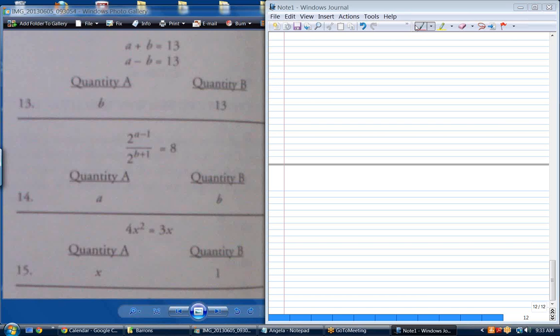In this case, if I added them both, that solves it for A, which would be 2A equals 26, divided by 2, A would be 13. So if you plug that into one of the equations, B equals 0. That's perfectly fine. The more direct way would be to subtract these two equations instead of adding them. If we subtract them, we immediately get 2B equals 0, B equals 0. So quantity B would be greater.